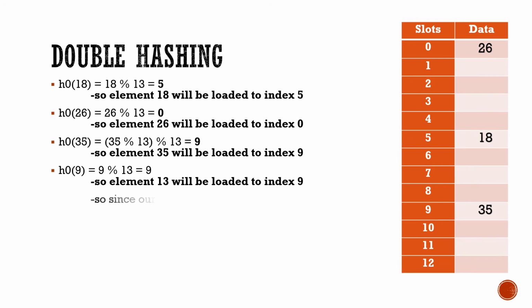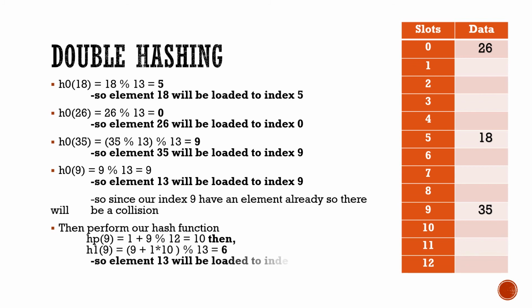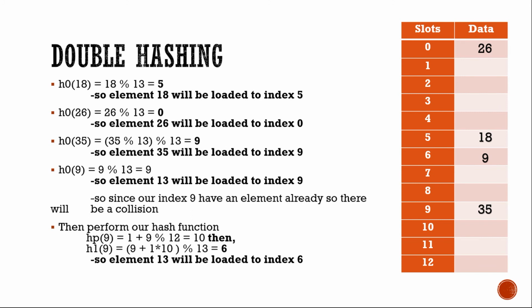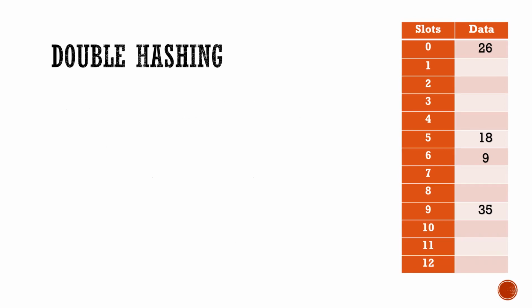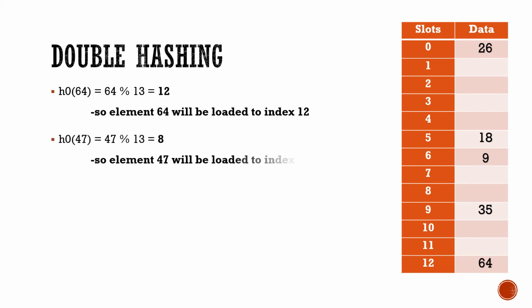Since index 9 has an element already, there will be a collision. Then perform our hash function. hp of 9 equals 1 plus 9 modulo 12 equals 10. Then h1 of 9 equals 9 plus 1 times 10 modulo 13 equals 6. So element 9 will be loaded to index 6. h of 64 equals 64 modulo 13 equals 12, so element 64 will be loaded to index 12.